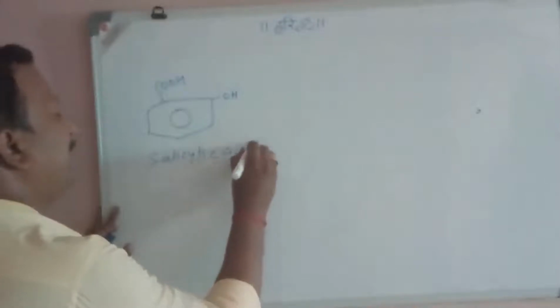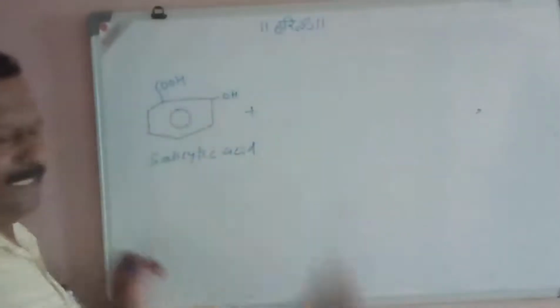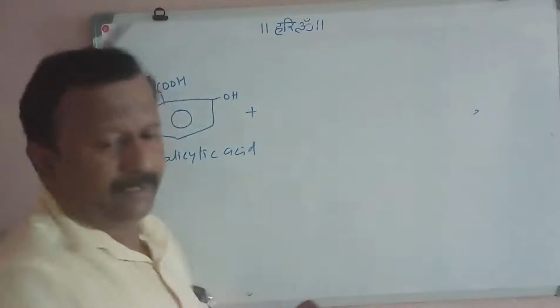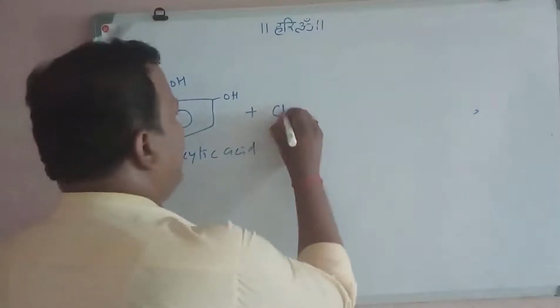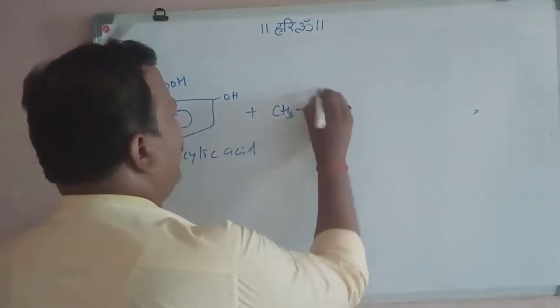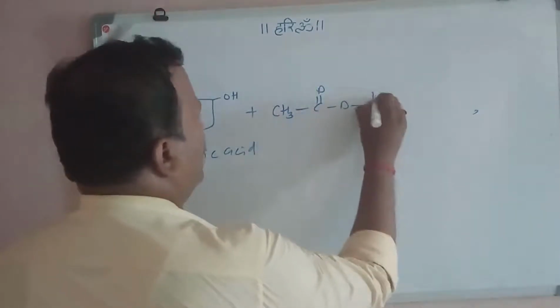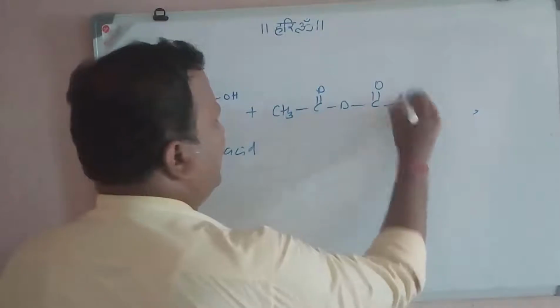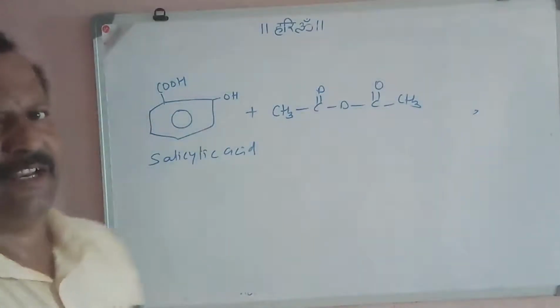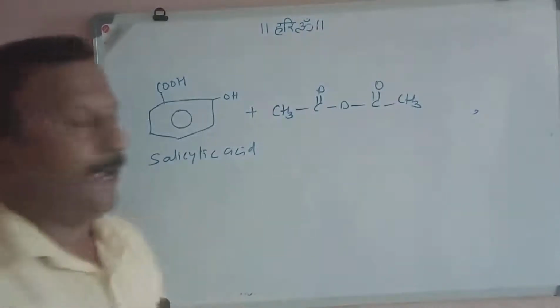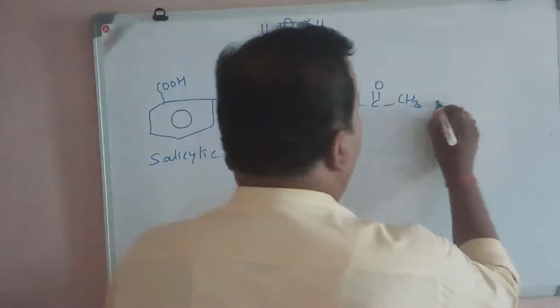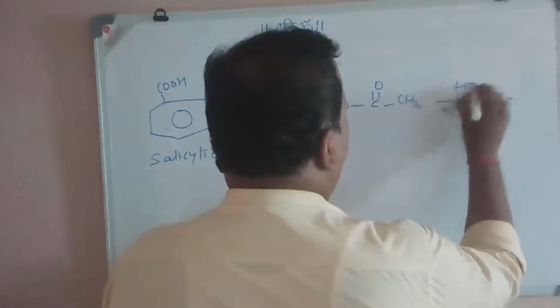It is salicylic acid, and this salicylic acid is treated with the corresponding acid anhydride like this: CH3C double bond O, C double bond O CH3. It is acetic anhydride because it is an anhydride of acetic acid. And this reaction is carried out in the presence of acid, that is H plus.